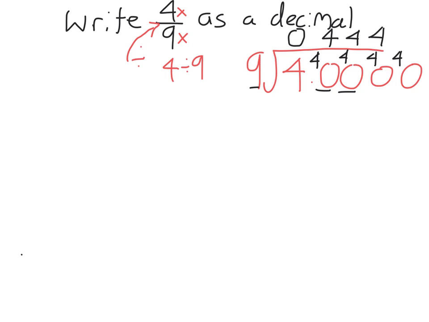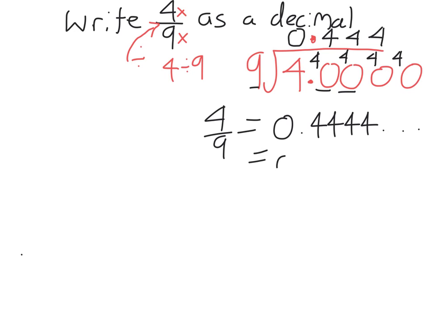When you're doing this short division algorithm, make sure that the decimal point in your answer goes right on top of the decimal point in the question. So we've just figured out from the short division algorithm that 4 over 9 is the same as 0.44444, and it goes on forever. So we can just write it like this. Okay? Now I'll do the same with another one.